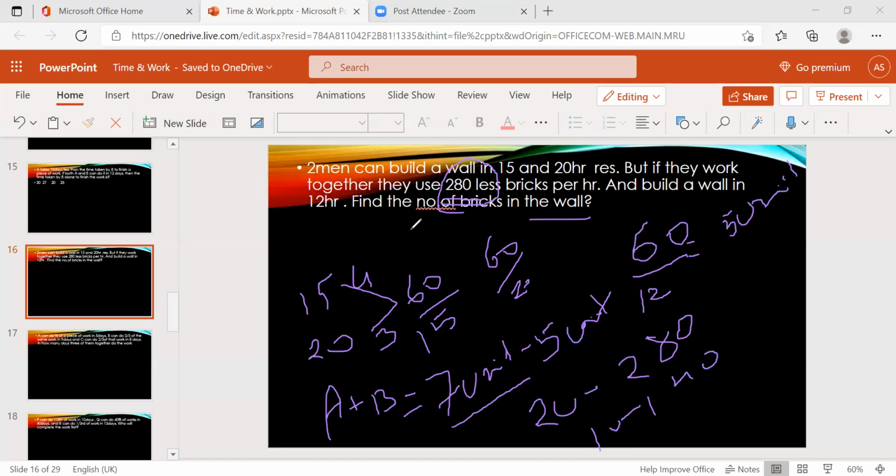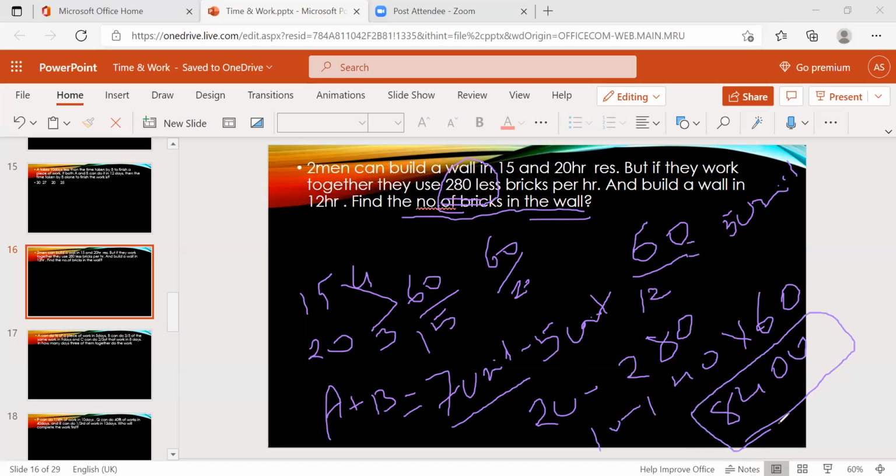So in the wall, they're asking us to find the total bricks in the wall. How many units in the wall? 60, right? So 60 into 140, 8400. Clear? Done? Okay.